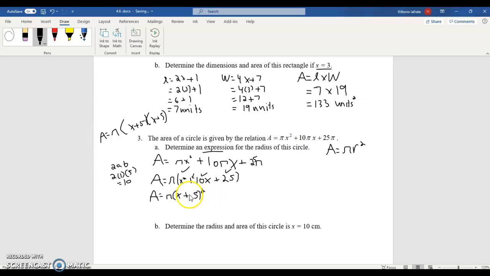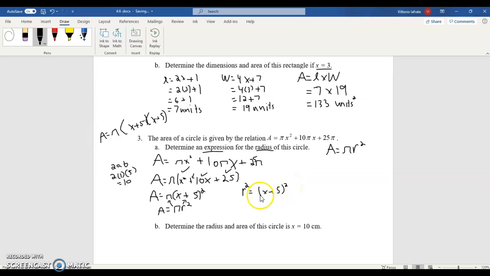And so writing it this way actually is quite helpful, because remember that the area of a circle is pi r squared. So if you notice, you have pi r squared. So what we have here is an expression for the area, but we're not quite done. We're looking for an expression for the radius of the circle. So this is the area, which is pi r squared. We are looking for r specifically. We have r squared in our area expression, which is x plus 5 squared.